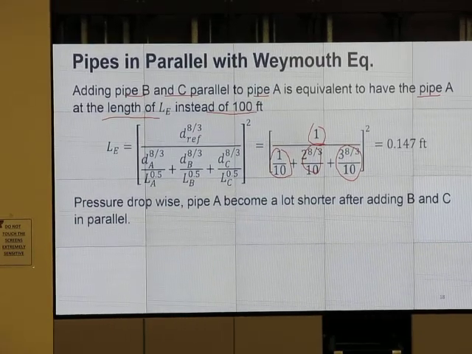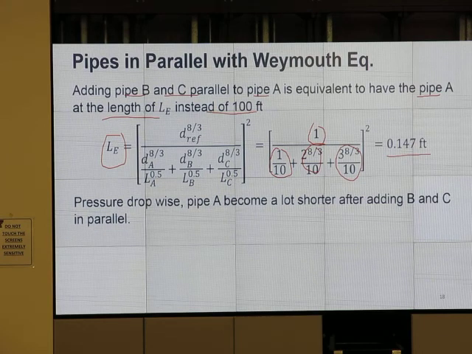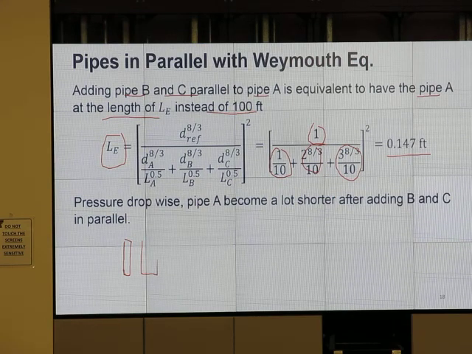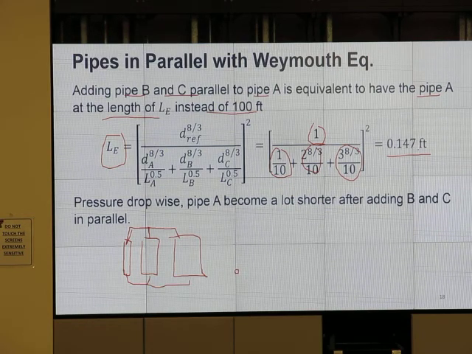I see that my equivalent length is 0.1 feet. So pressure drop wise, when I have 100 feet of 1 inch, 100 feet of 2 inch, and 100 feet of 3 inch added together in parallel, this is equivalent to having a 1 inch pipe, but at very short length. Got it? Very short means 0.147 feet.